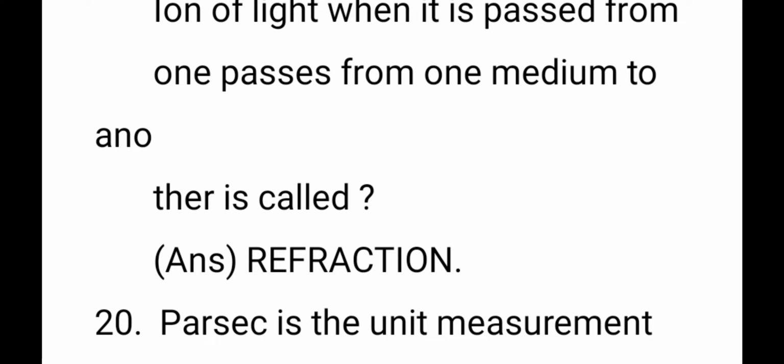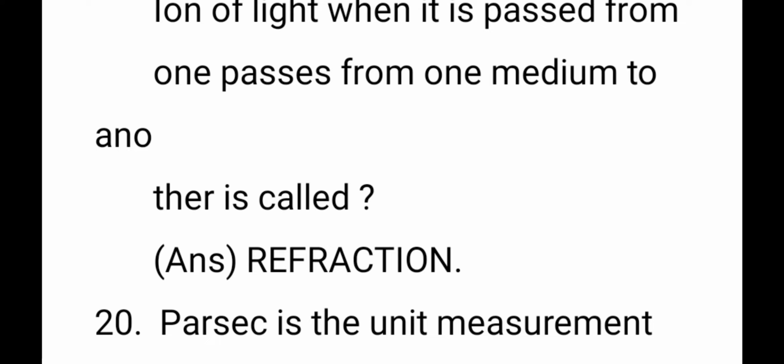Okay. Next, critical angle. When the light ray travels from rarer medium to denser medium, if you are increasing the angle in the rarer medium, the angle in the denser medium also increases. Gradually, when the incident ray and refracted ray both attain 90 degrees at the normal point, that is called the critical angle.